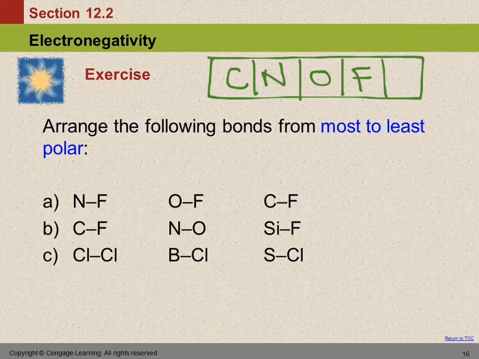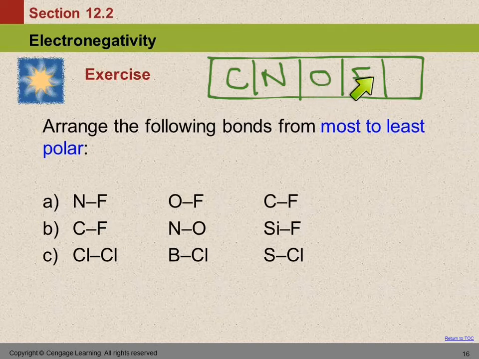So most polar is like polar opposites? Right, the most different. Most polar means the ends are the most different. And so it corresponds to, generally, them being farther apart on the periodic table.